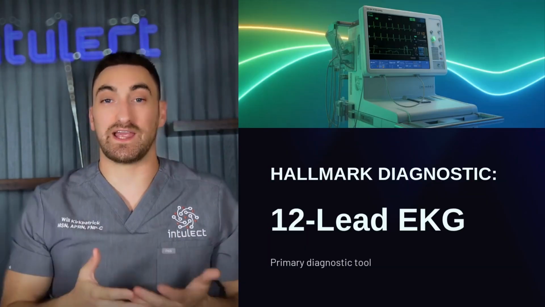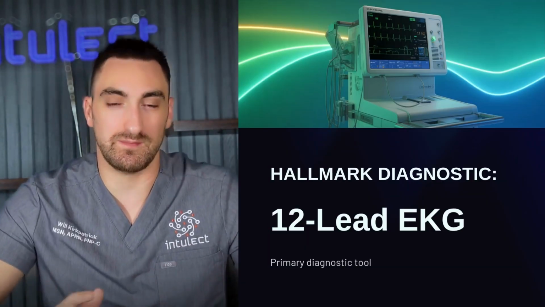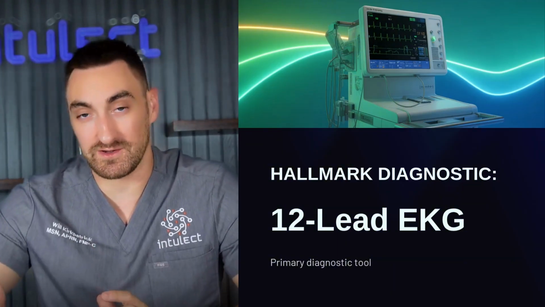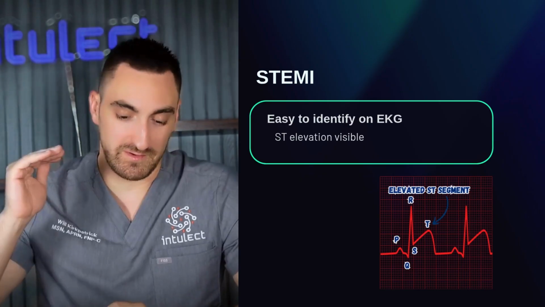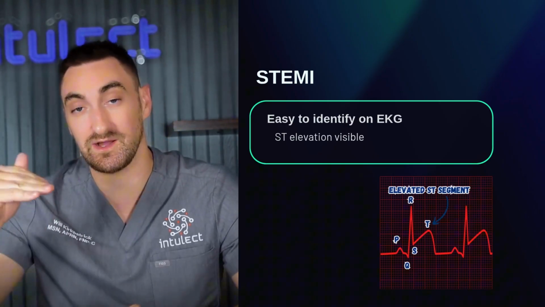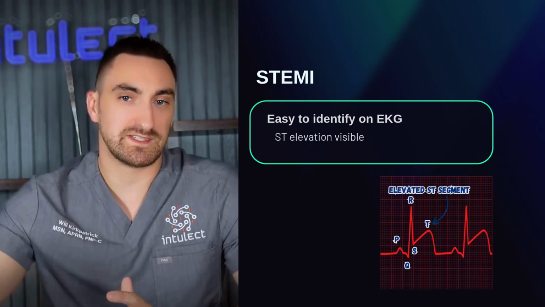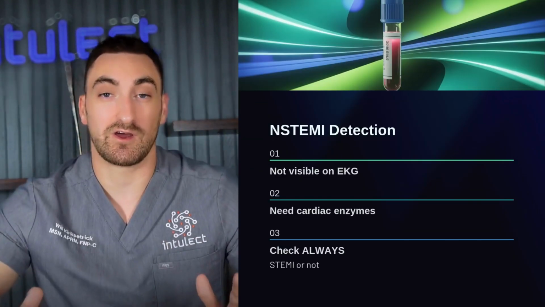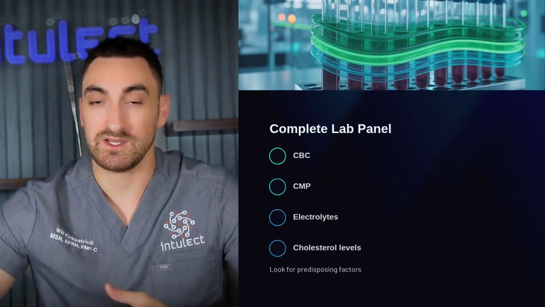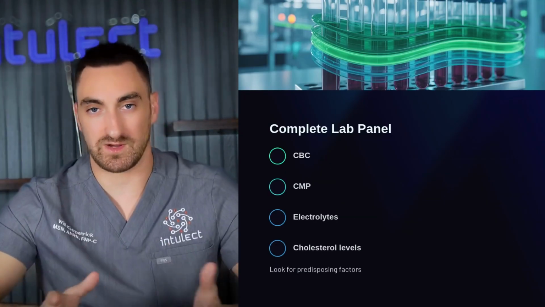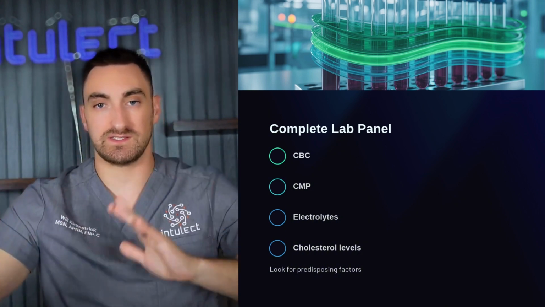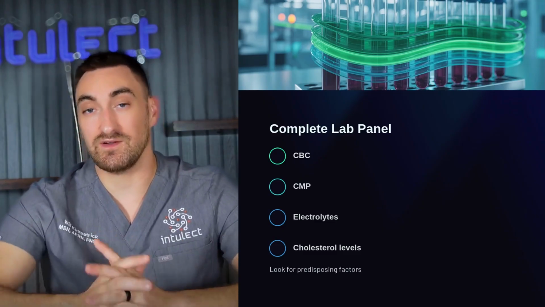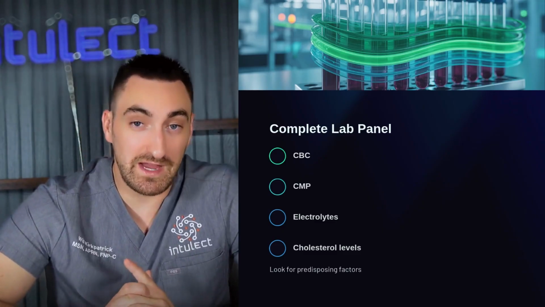Now getting into diagnostics. So how would we diagnose somebody with a myocardial infarction? So once again, that 12-lead EKG is your hallmark diagnostic. So of course, if it's a STEMI especially, it's going to be very easy to identify that. What about if it's not a STEMI? Well, no matter if it's a STEMI or not, we're going to be checking cardiac enzymes. So your troponin, your CKMB, and of course, we're going to do the whole thing too with CBC, CMPs, check all the electrolytes, check your blood levels, check your cholesterol levels and see if there's predetermining factors there.